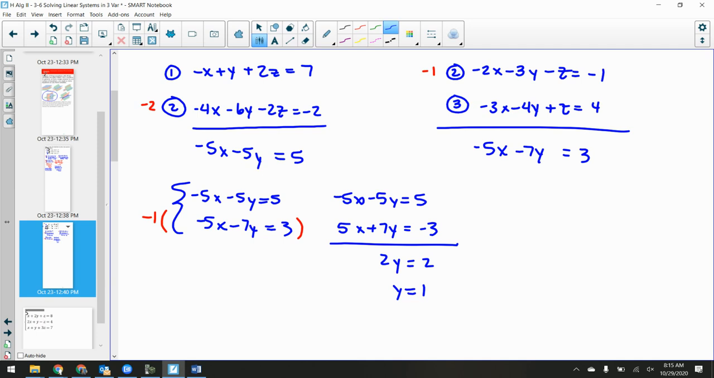Let's plug it back in to find x. So we've got negative 5 times x minus 5 times 1 is equal to 5. So negative 5x minus 5 is 5. Add the 5 over to the other side. Negative 5x is 10. So x is negative 2.